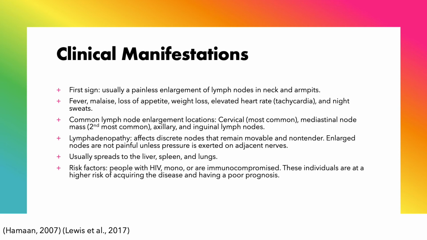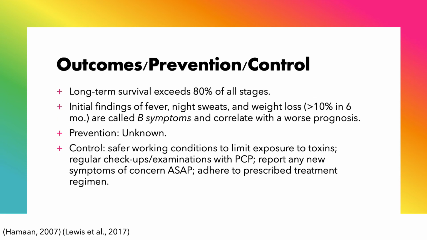Risk factors for people, either if they are at higher risk of acquiring this disease, or they're at higher risk of having complications if they get this disease, are people with HIV, people who have mono, and people who are immunocompromised. So the long-term survival exceeds 80% of all stages in the initial diagnosis. Initial findings of fever, night sweats, and weight loss are called B symptoms and correlate with a worse prognosis.